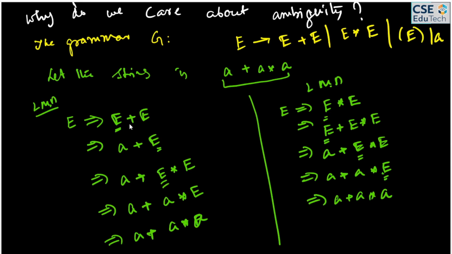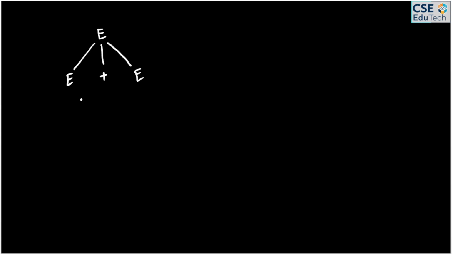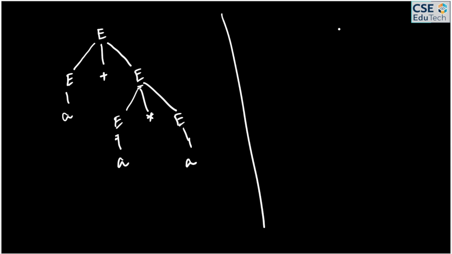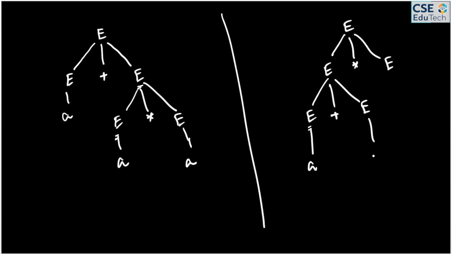So E to E, then plus, then E, from the first production rule. Now the leftmost variable will be replaced by A, so in the parse tree it will be A. Now this variable will be replaced by E, then multiplication, then E. Now the leftmost variable will be replaced by A, and this variable will also be replaced by A. And for the second leftmost derivation, the parse tree will start with E. Now the leftmost variable E will be replaced by E plus E. Now this leftmost variable will be replaced by A, then this will be A, and this will be A.